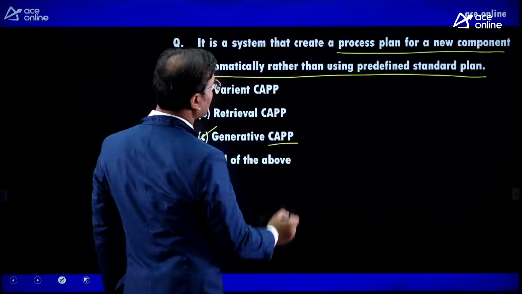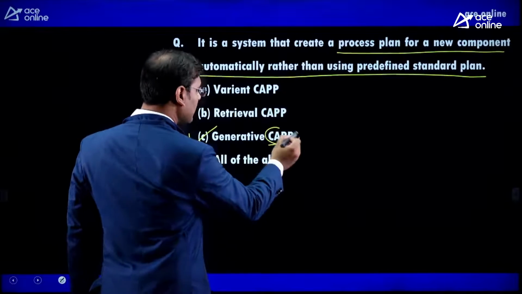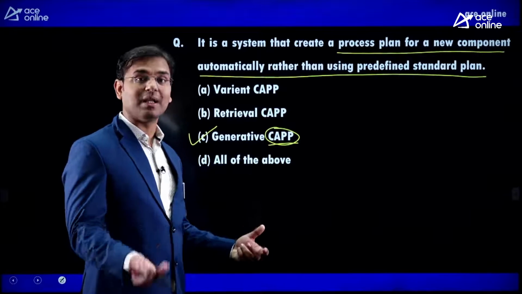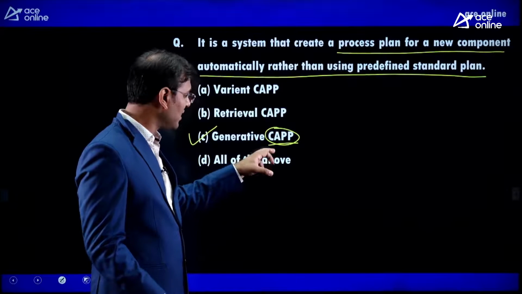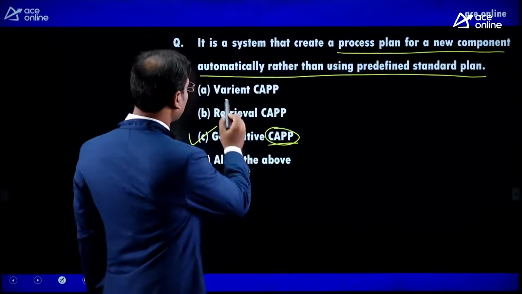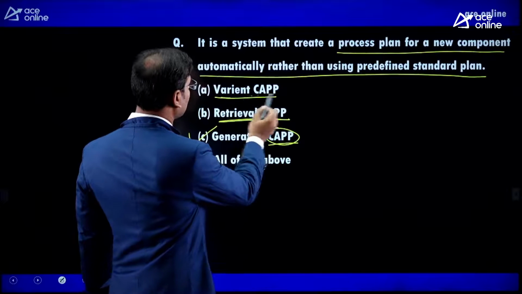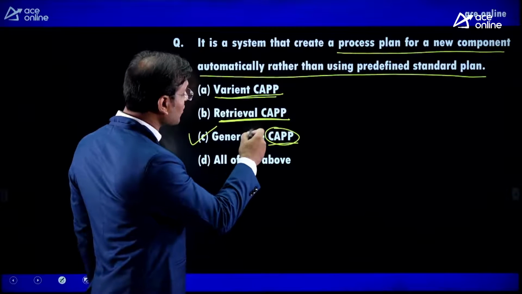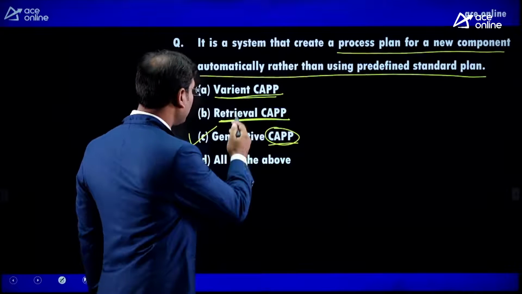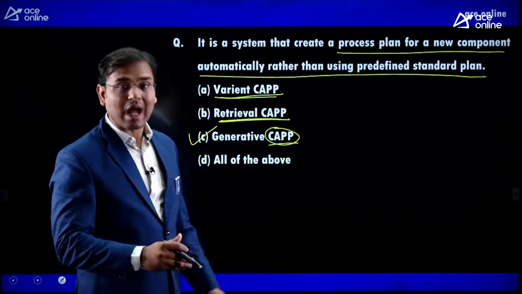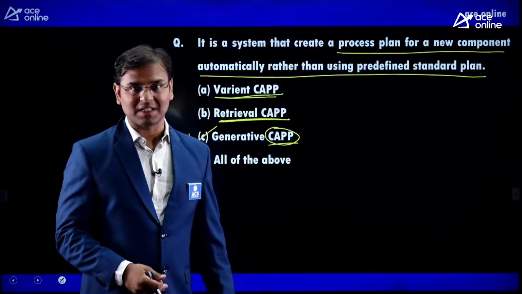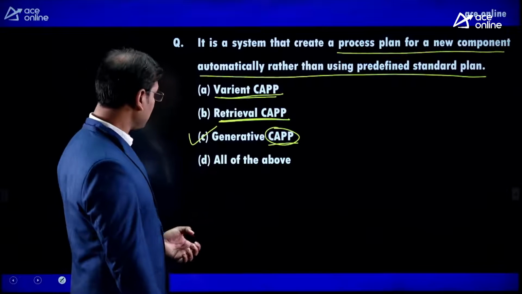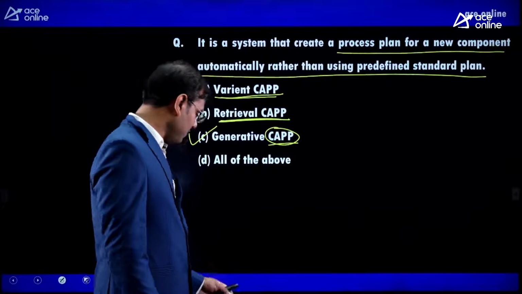What is meant by CAP? CAP is computer aided process planning. Aid means help, process planning with the help of computer. And variant and retrieval is the same thing. In variant and retrieval, a process plan is not generated automatically for a new component. But generative means it generates a new process plan automatically, hence it is known as generative CAP.